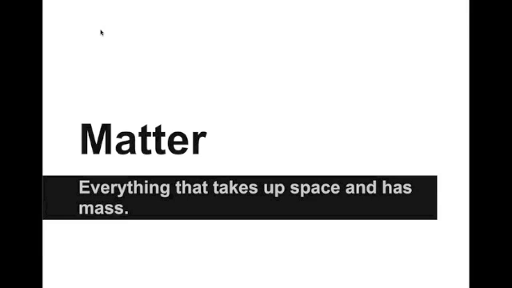The objectives today that we want to achieve is that we want to explore how to identify matter. We want to be able to describe matter and define what matter is. And we'll talk about the three states of matter.